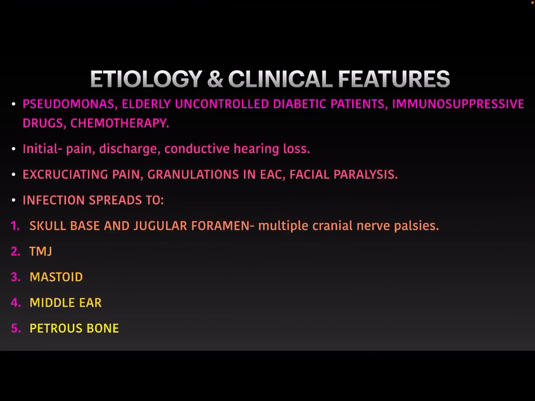Then the thing about Pseudomonas infection is that it's very aggressive, like I said, and it easily spreads to the bone. Okay, so it can spread to the skull base and jugular foramen. And how does it spread to the skull base and jugular foramen? So as we all know, the external auditory canal, its cartilaginous part, has fissures known as fissures of Santorini. So the infection can spread through these fissures into the skull base or to the jugular foramen, and this leads to the formation of multiple cranial nerve palsies.